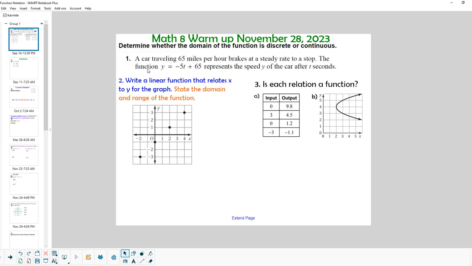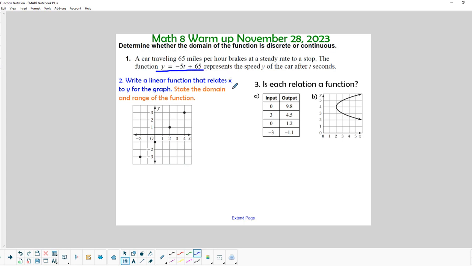So the first question is a car traveling at a rate of 65 miles per hour brakes at a steady rate to a stop. The function is given by this equation. And that talks about how fast the speed of the car is after so many seconds of stopping at this rate. Okay, now is the domain of this function discrete or continuous?